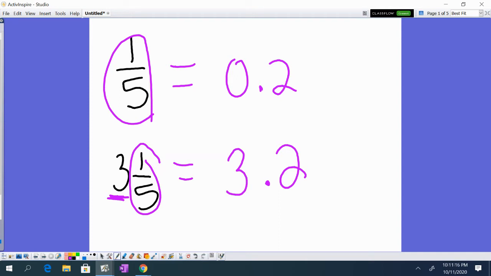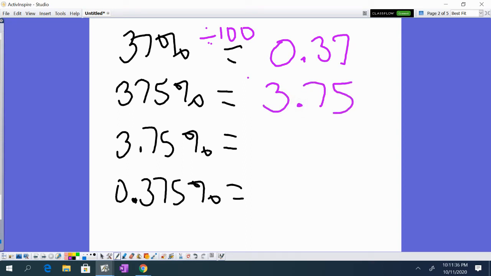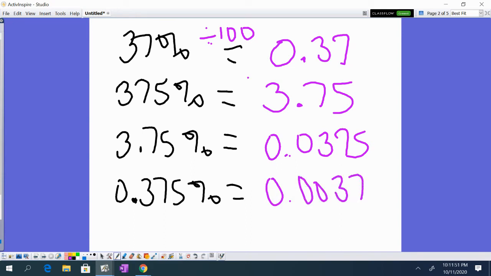And remember, I like to use Desmos, just put the fraction in. Percentages, we divide by 100. If I put that in the calculator, 37% is 0.37. Remember, I do not put the percent sign in, just the number. 3.75 for this one. 0.0375 for 3.75. And 0.375 would be 0.00375. So for all those, we're just going to the calculator and dividing by 100.